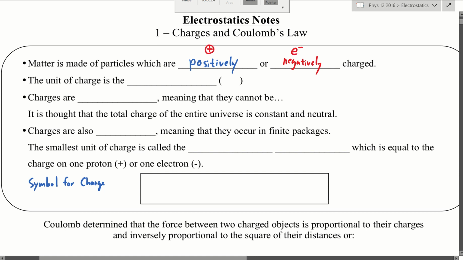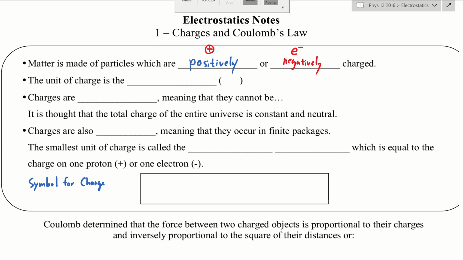Now, some of you might say, well, but aren't there some particles that have no charge, for example, like a neutron? Well, technically speaking, a neutron does have a charge, but it's neutral because it has the same amount of positive charge compared to negative charge.